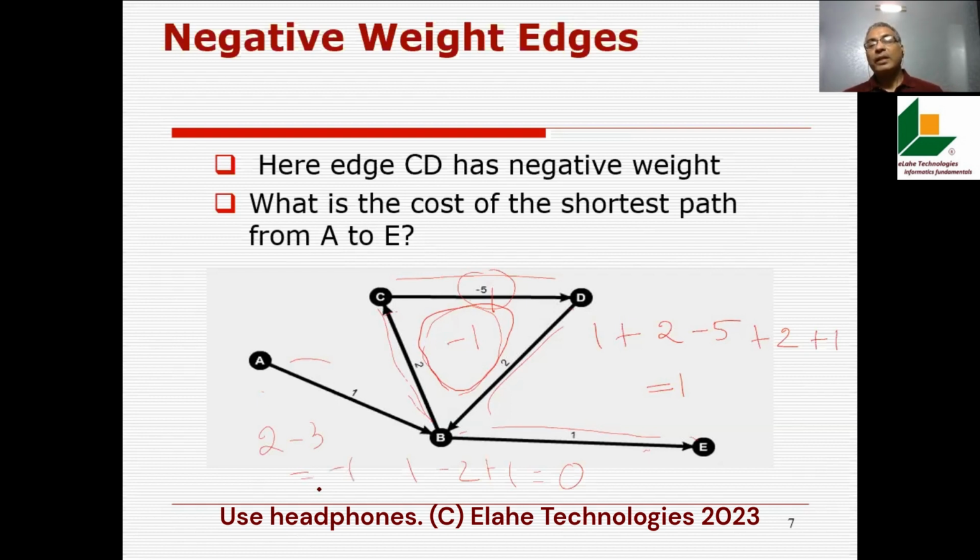So I can play this trick as many times as I want. I can keep going around that loop 10 times, 20 times, and my cost will keep going down. So the cost of the shortest path from A to E is something that cannot be determined, because you can make it as low as you want.